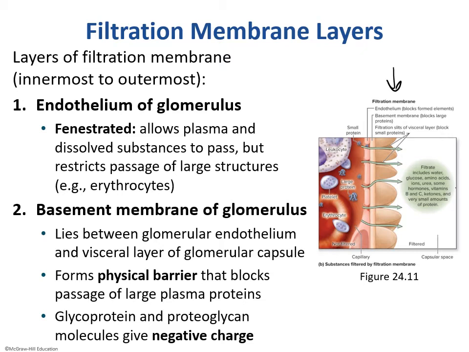Also, another really cool thing about this layer is that it actually has a negative charge. So if you guys know anything about charges, you probably heard that saying, opposites attract. So if we had a positive charge and a negative charge, those would be drawn to each other. Most of our proteins are going to have a negative charge to them, and then that basement membrane of the glomerulus will also have a negative charge. This is going to cause them to repel. So this is actually going to physically repel a lot of those proteins and therefore block them from being able to get filtered into that glomerular capsule.